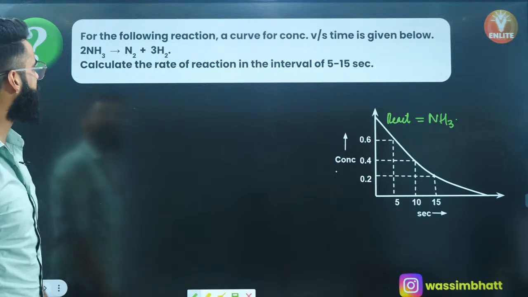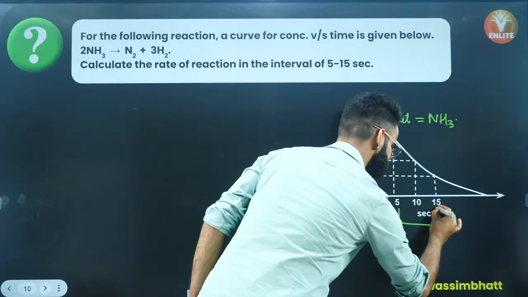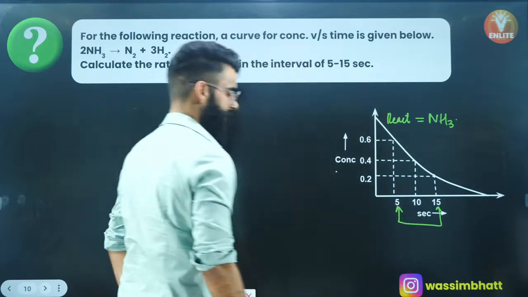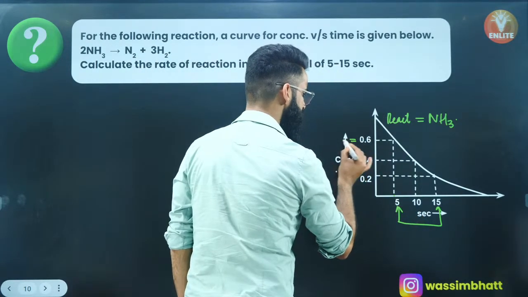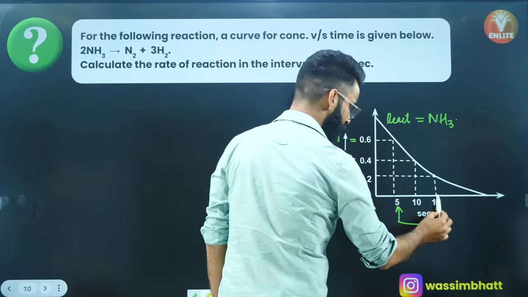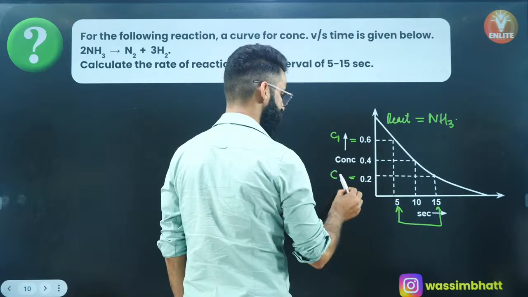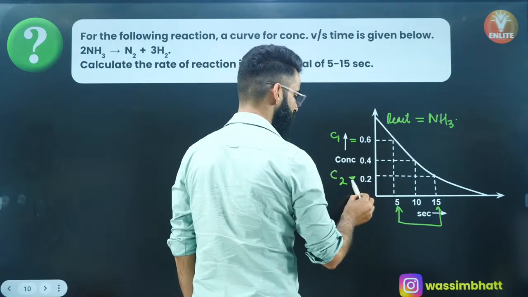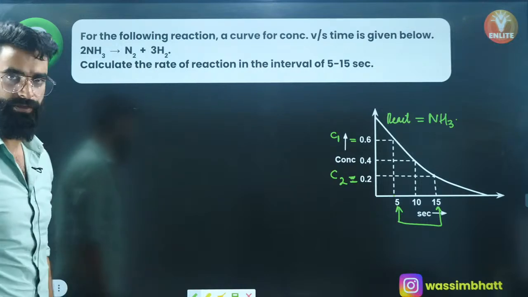Now what do I need to calculate? I need to calculate the rate of reaction in the interval 5 to 15 seconds. In this particular time interval, I need to calculate rate of reaction. So when the time is 5 seconds, the concentration of the reactant, which I represent with C1, is 0.6 moles per liter. When time T2 is 15 seconds, at that time concentration of reactant left is 0.2 moles per liter, right? I need to calculate the rate during this time interval.